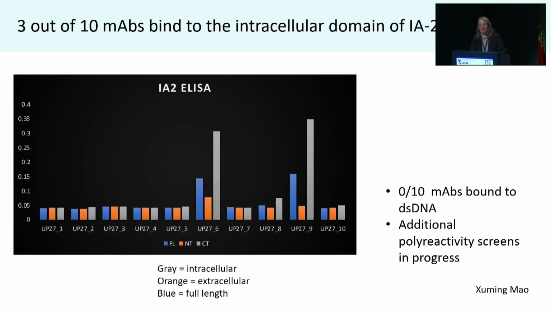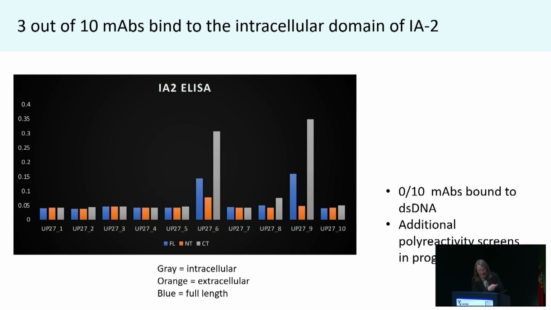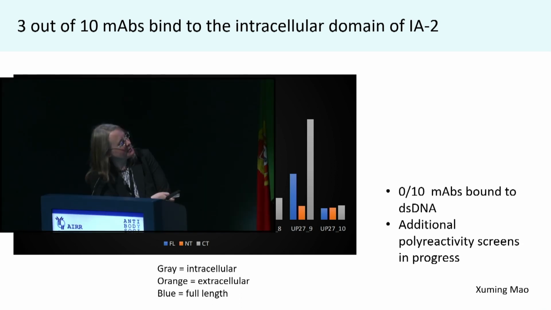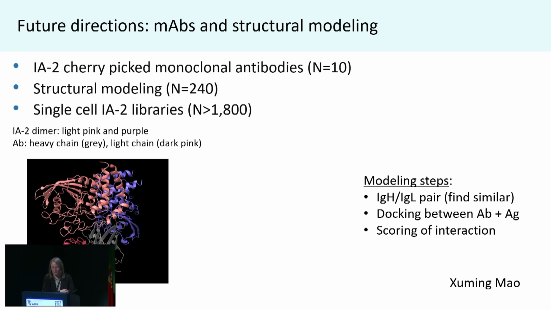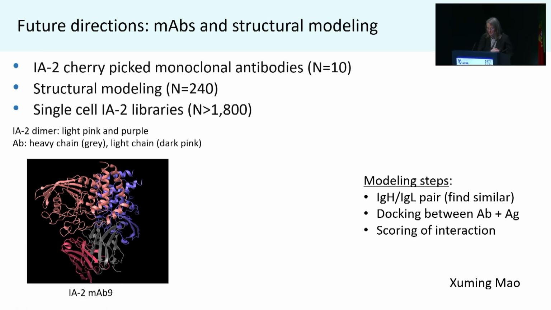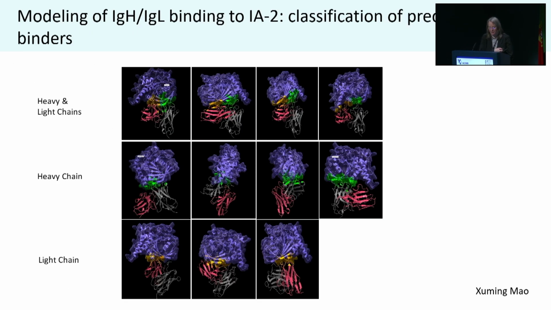So out of those monoclonals, 3 out of 10 bound to insulin. And so you've got intracellular in gray, that's the original antigen we used as our bait. And orange is extracellular, and the blue is the whole full length. So these monoclonals are a nice sort of initial proof of concept. So now we're doing structural modeling and doing single cell analysis of many more clones and trying to use the modeling to predict the best types of IA2 binders. We have more modeling that I'm not going to go into.